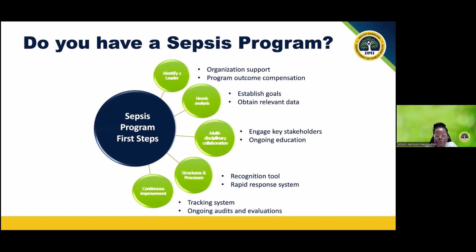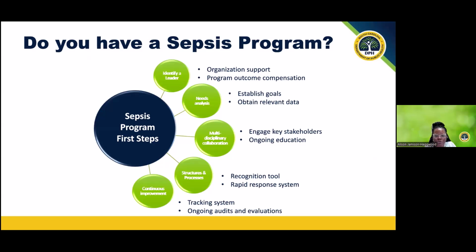And then implement structures and processes. You want to try to develop a sepsis recognition tool, a tool that facilitates rapid identification of sepsis, and integrate that into your existing workflows. And then have an established rapid response system. You want to have a team with critical care training, if possible, to respond quickly to a suspected sepsis case.